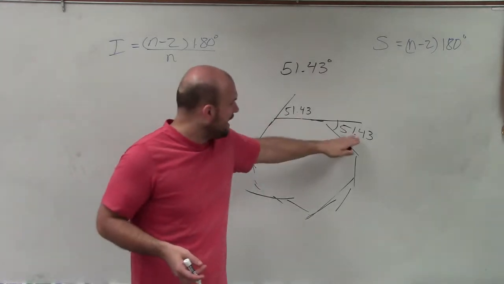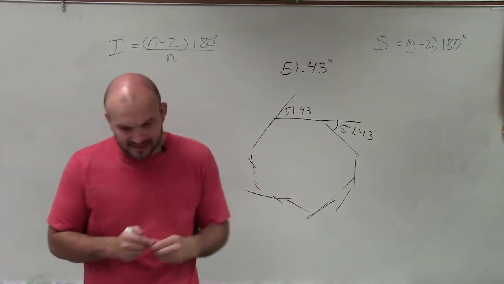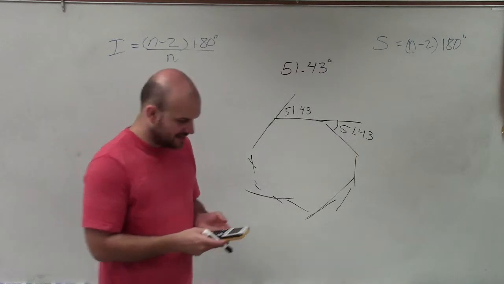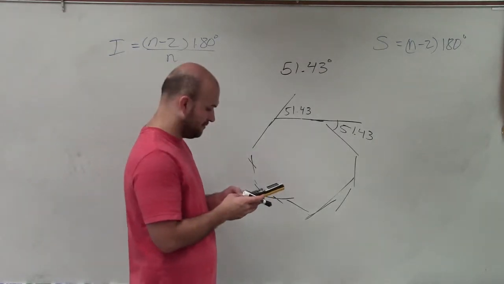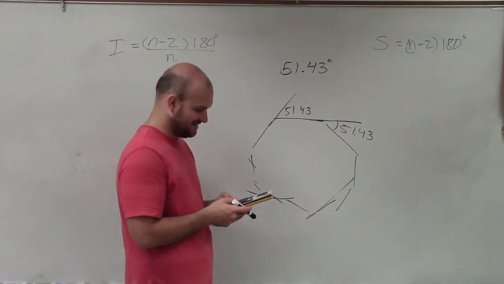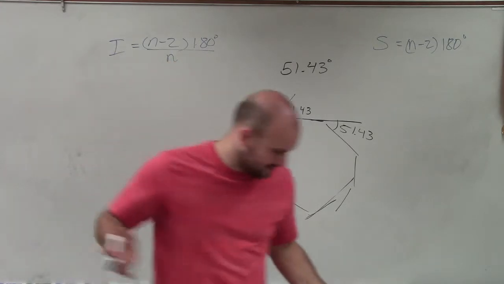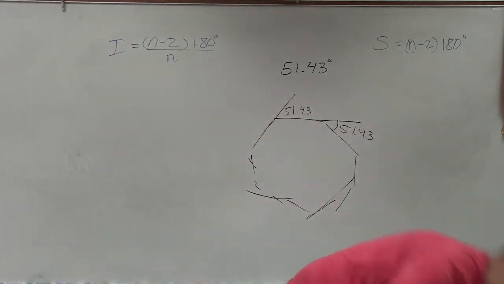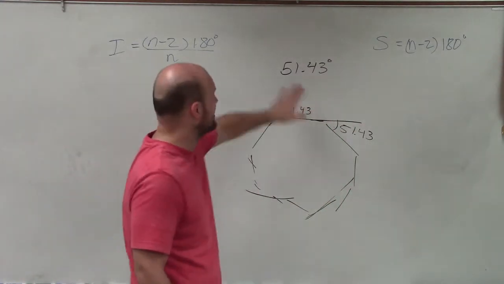So I can say, well, how many exterior angles do I have? Because the number of exterior angles is going to be the number of sides. So what I'll simply do is take 360 divided by 51.43. And I get 6.99999. That's because on this exterior angle, that's a rounding. We rounded to get to that.